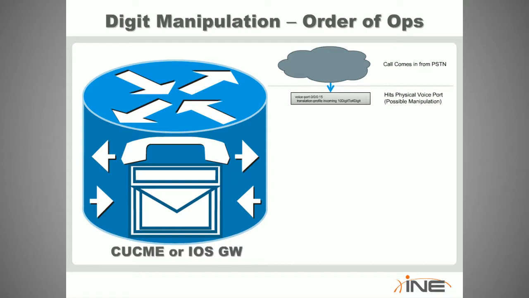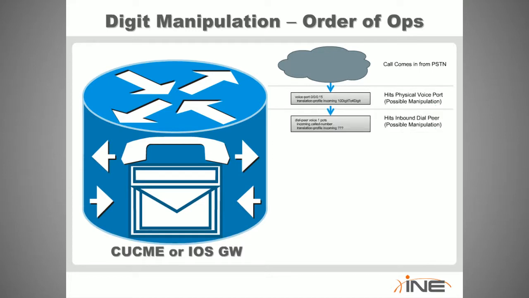But suffice it to say, this is on the translation profile. It's telling it to translate called, so DNIS. And here we're specifying the direction. From the name, we could surmise that we're taking 10-digit inbound DNIS down to 4-digit.